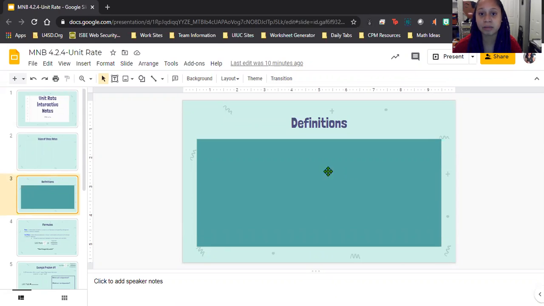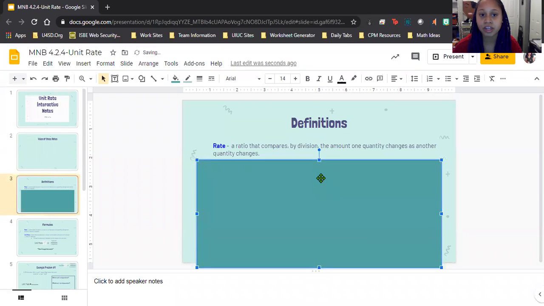So we're looking at some definitions here. First of all, when you're asked about the rate of something, that is just a ratio that compares by division the amount one quantity changes as another quantity changes. You're basically calculating how much something is changing versus what is changing in something else. I know that's going to sound a little weird, but we're going to explain it a little further below.